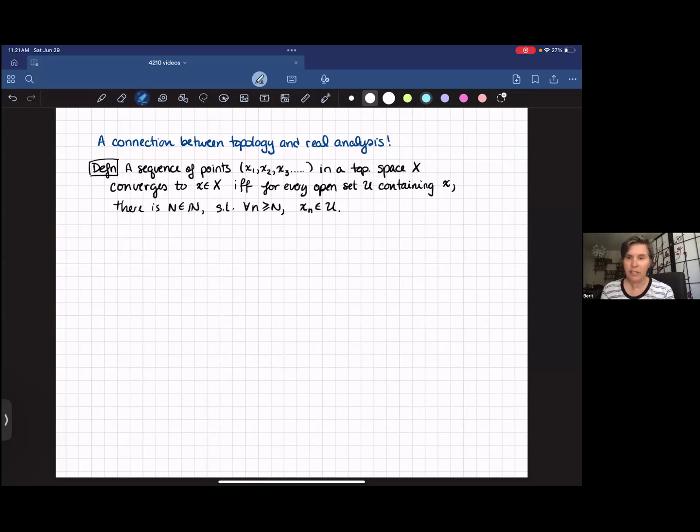So if you have a sequence of points, so that's not just like a set, that's a collection of points where they go in sort of an order. You have x1 first, and then x2, and then x3. So you're kind of imagining traveling along this sequence of points.